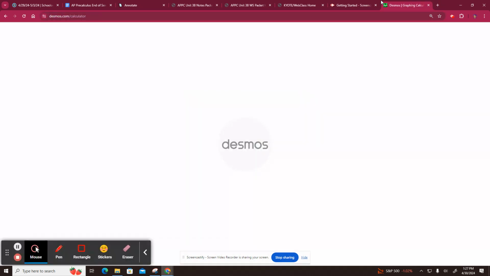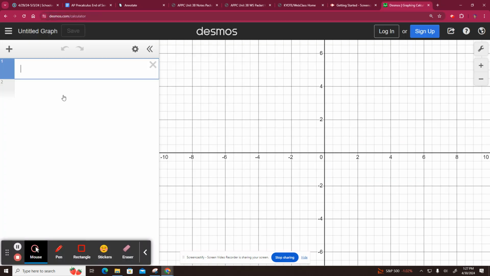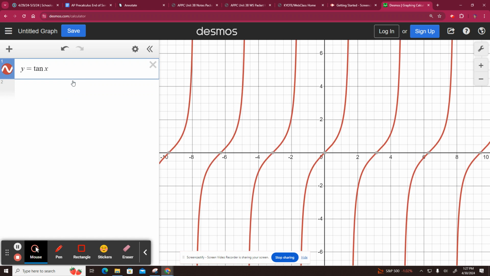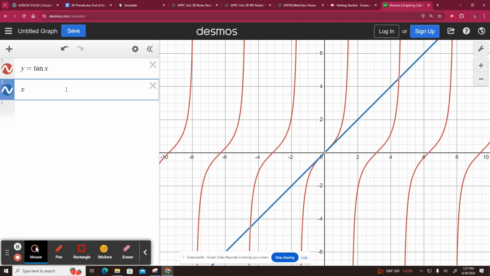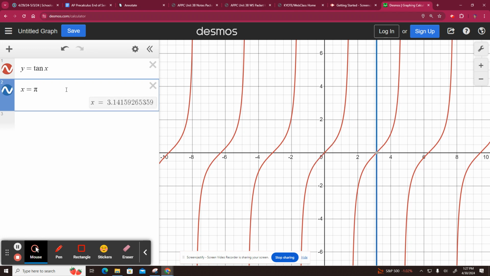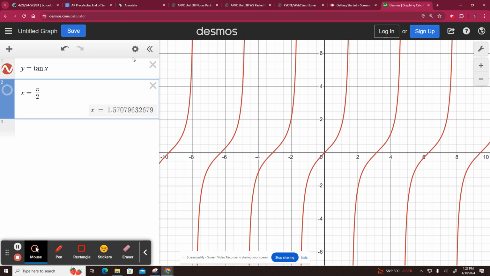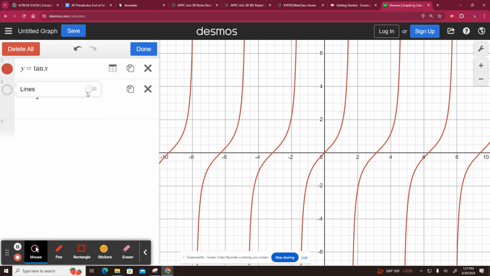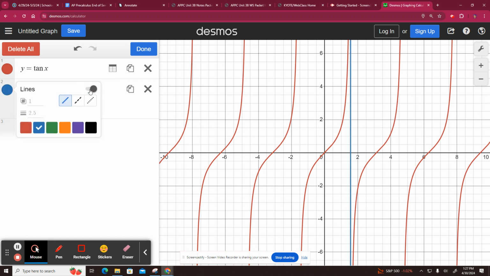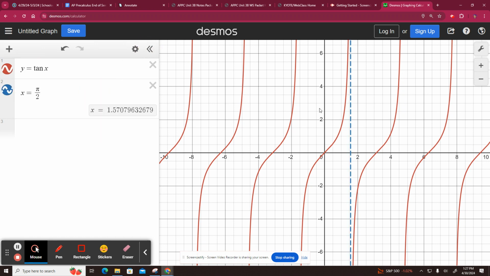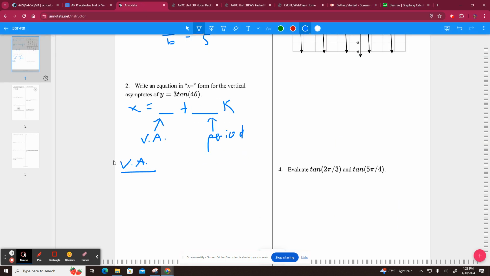So let me go to Desmos. I'll show you this. If I have y equals tan x, the parent function here, I know x equals pi over 2. Draw a dashed line there. So you can see that the parent function of tangent has its first vertical asymptote on the positive side at pi over 2. So that's why we use pi over 2 here.